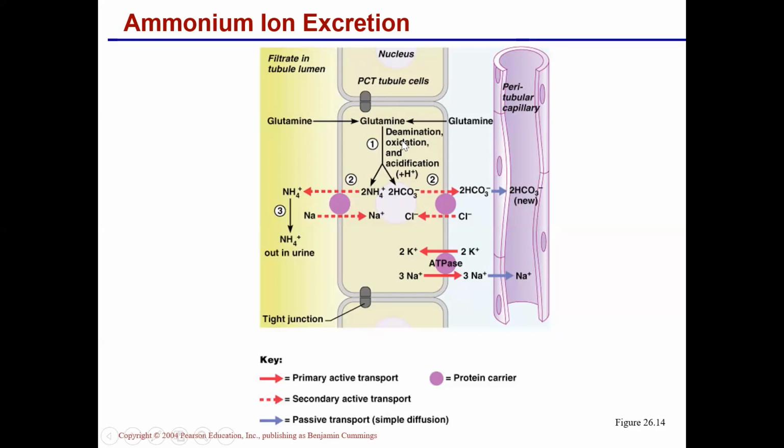This reaction needs a specific enzyme, so glutamine is digested to form ammonium ions and bicarbonate ions. These newly formed bicarbonate ions can be reabsorbed into the blood, and the ammonium ions will get into the filtrate and be excreted out in urine. So this is another way to get more bicarbonate ions back into the blood.